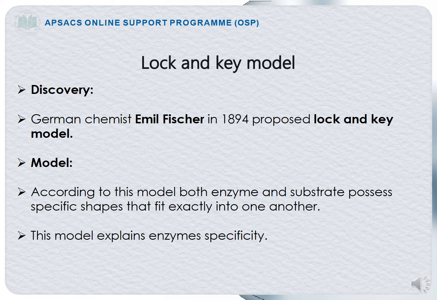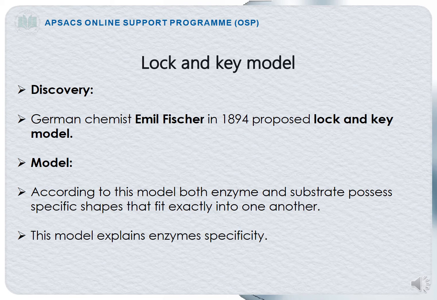If you look towards the discovery, a German chemist Emil Fischer in 1894 proposed the lock and key model. What does this model actually say? According to this model, both enzyme and substrate possess specific shapes that fit exactly into one another. As I have already told you, this model is based on the lock and the key. You can see the lock and the key are very much specific for one another.